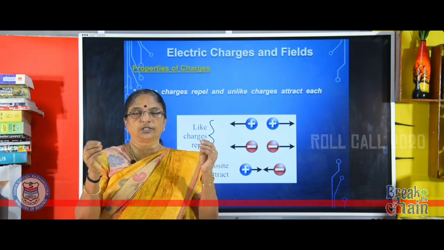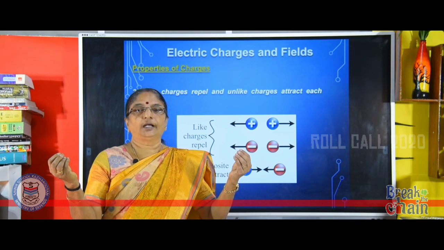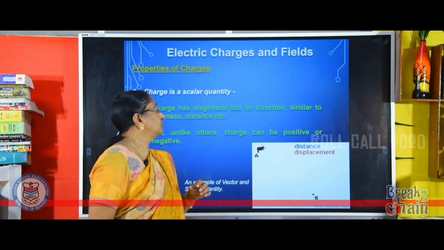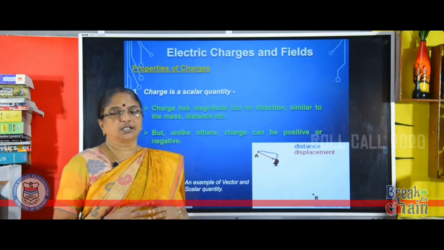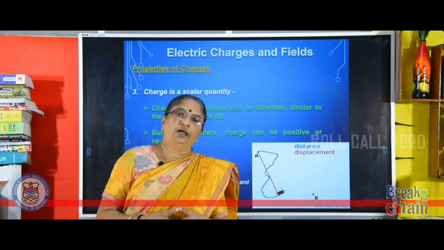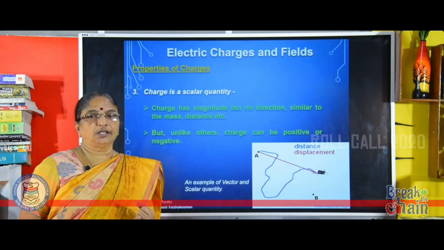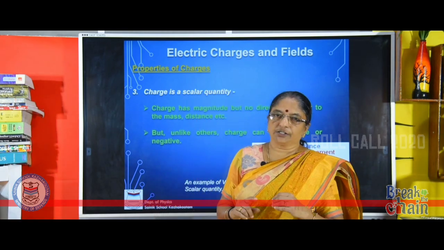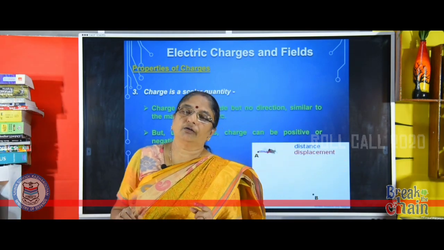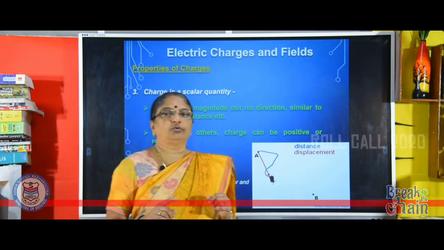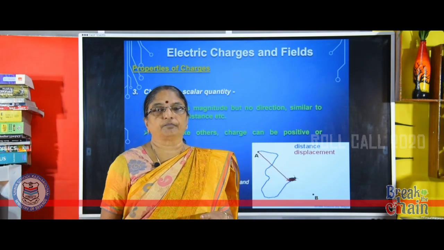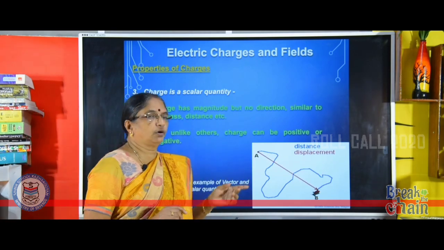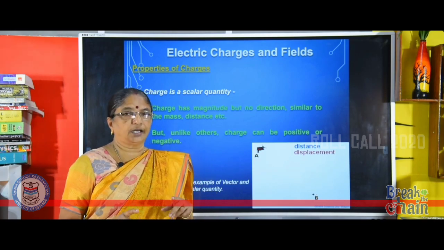That means two positively charged spheres will repel, and one positive charge and one negative charge will attract. Next, let us pass on to the third property, that is, charge is a scalar quantity. You are aware of two types of quantities, scalar quantity and vector quantity. Scalar quantities can be expressed fully with the magnitude only, but vector quantities need magnitude and direction for their complete representation. One example is shown here: distance is a scalar quantity and displacement is a vector quantity.